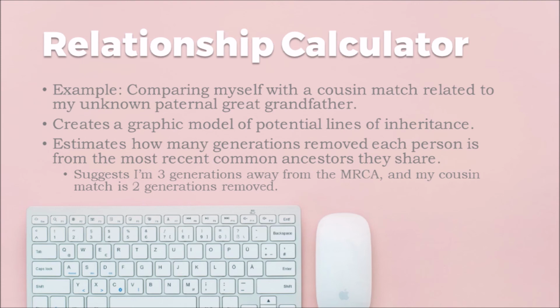I ran this analysis between me and a cousin that I can basically guarantee at this point is related to the unknown paternal great-grandfather that I've been missing for many years. I know by process of elimination, because she's not related to anybody else that's in my tree, and she's one of the closest cousin matches that I have, this is literally the only place where she can match me at this point. Knowing that, going into this analysis, I can create graphic models of the potential lines of inheritance that I could share with her based on the DNA that we have.